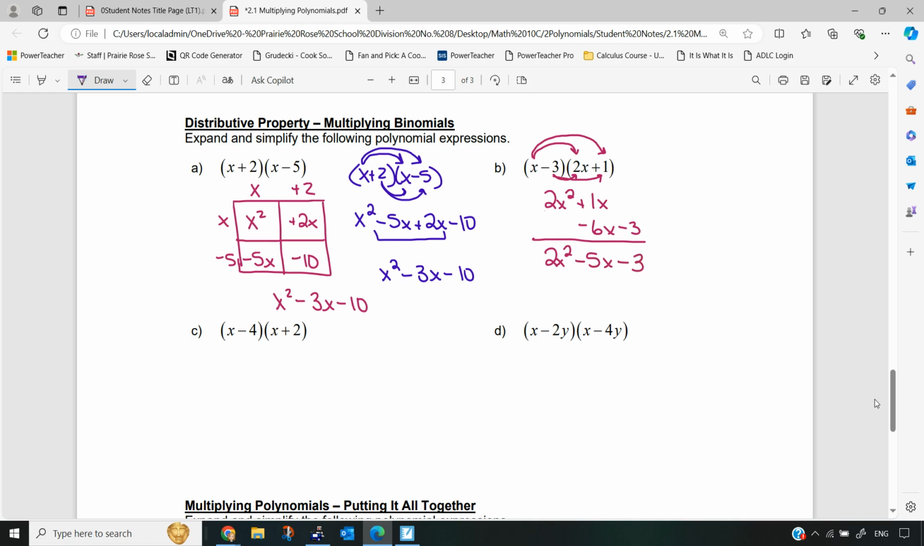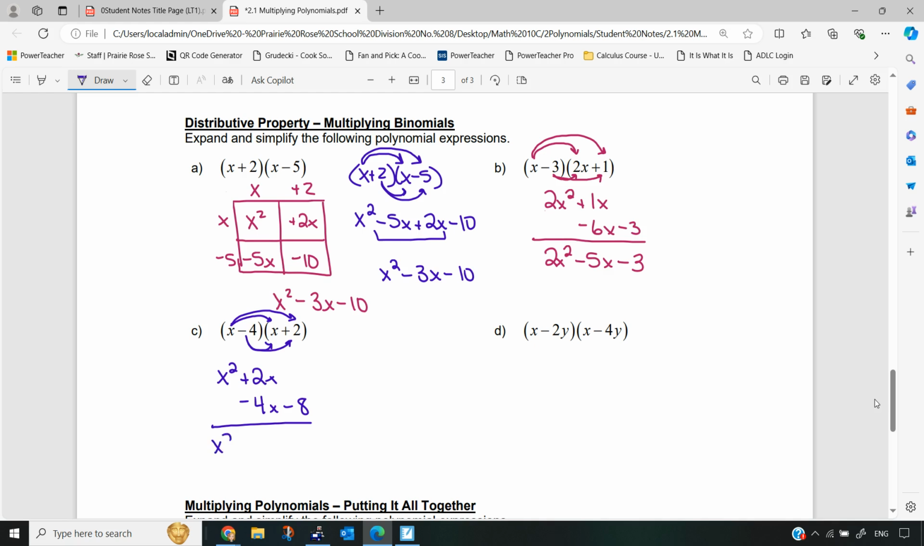X minus 4 times x plus 2, I'm going to have x squared. X times positive 2 is positive 2x. Negative 4 times x is negative 4x. And negative 4 times positive 2 is negative 8. Again, as you're talking through this, you'll find that you make fewer mistakes, especially with regards to negatives. So saying those negatives out loud often helps.